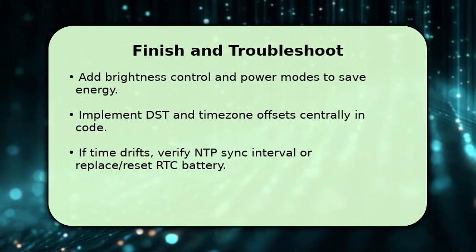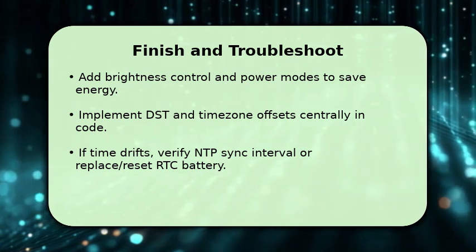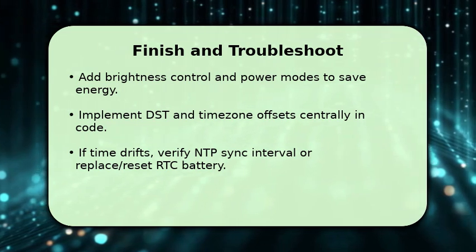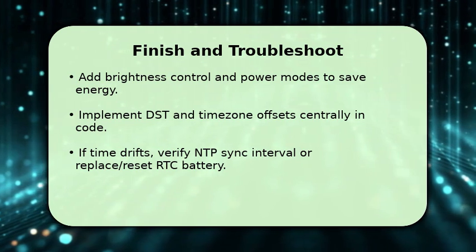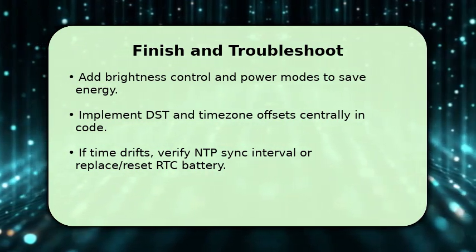If you see drift or wrong time, check network connectivity and NTP intervals, then inspect the RTC battery voltage or replace the battery if present. Make sure to log sync attempts to serial so you can diagnose failed updates quickly and fix the root cause instead of chasing symptoms.